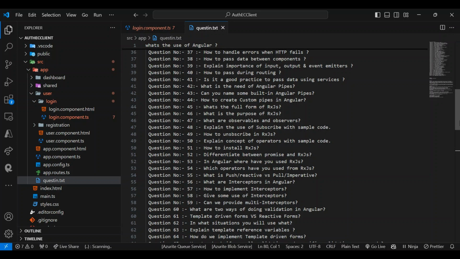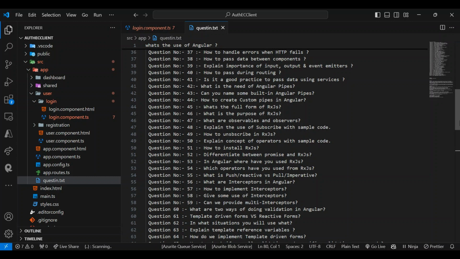Okay, then they ask what is an interceptor in Angular and how to implement it, giving some uses of the interceptor. You can mention that it is a middleware helping to modify request headers and so on. For example, you are using a token, and in my project we use that token with the help of an interceptor. You can give the scenario with sample code and test cases where you implemented an interceptor in your project. Now they ask, can we provide multiple interceptors?